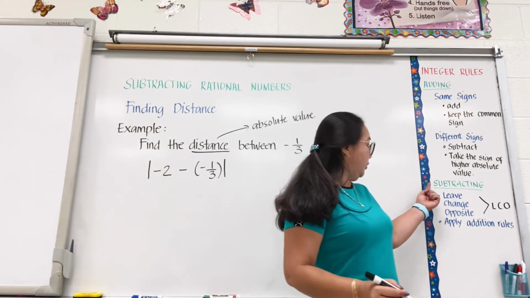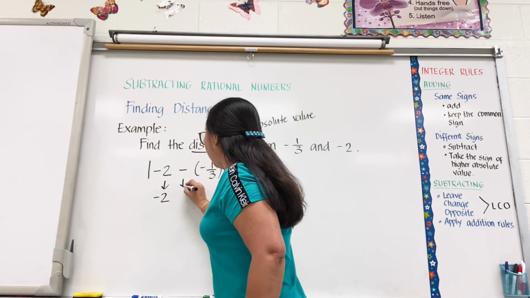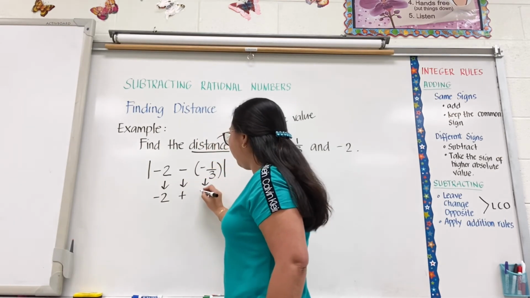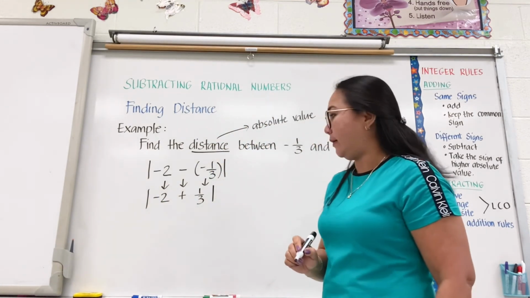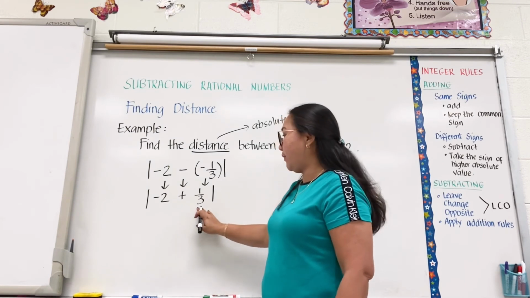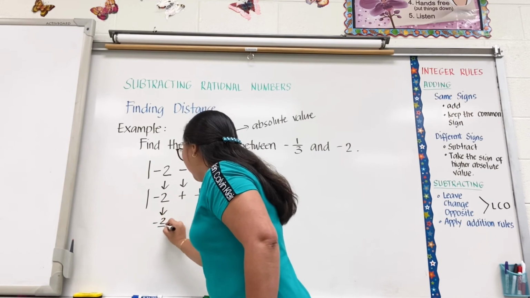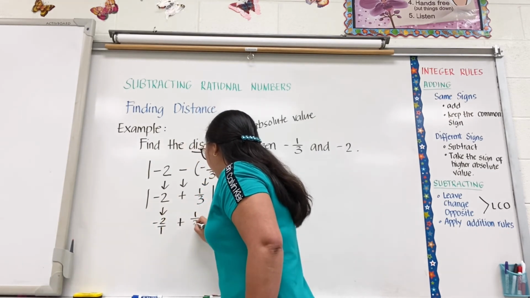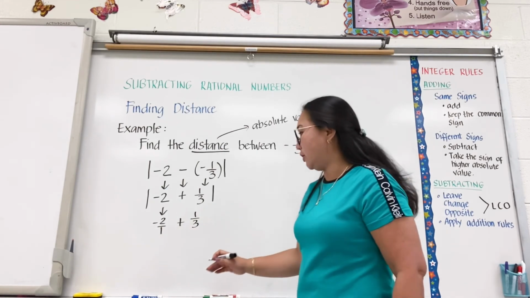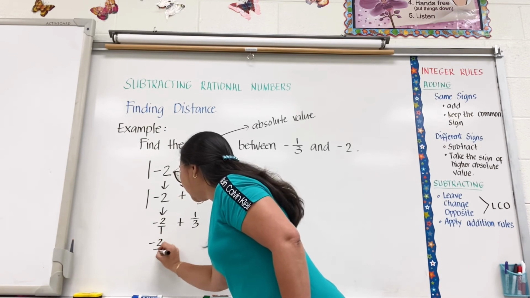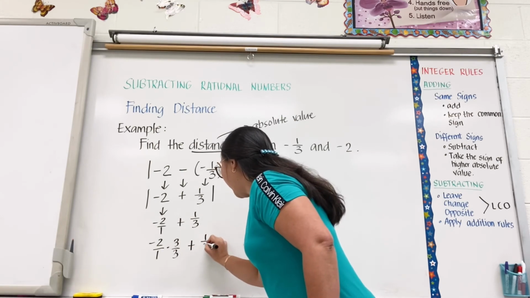Now, applying the rule, leave change opposite. So leave -2, change minus to plus. Opposite of -1/3 is 1/3. Do not forget to put that in the absolute value sign. Now here, this is a whole number, this is a fraction. So make your whole number a fraction. So this is -2/1 plus 1/3. Make sure that you will turn this into like fractions. So that means you will multiply 2/1 by 3/3 plus 1/3, which is this.